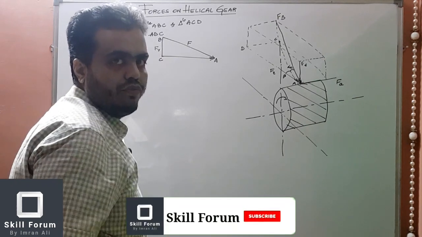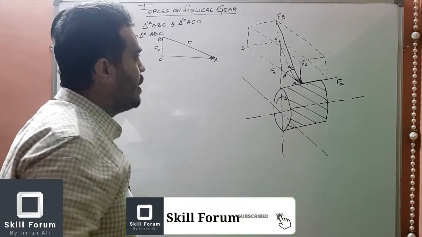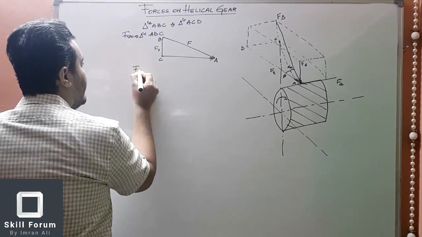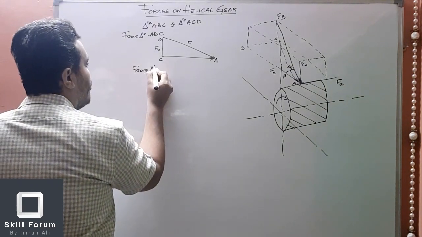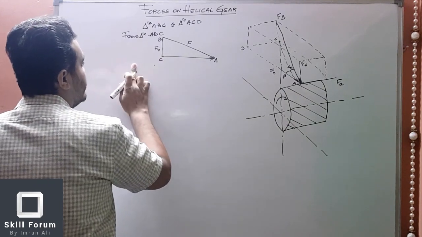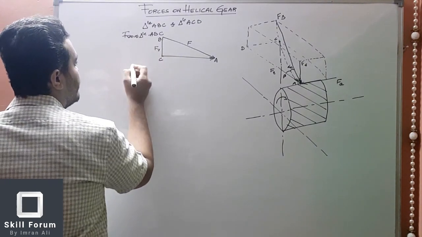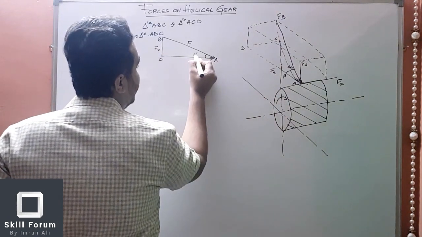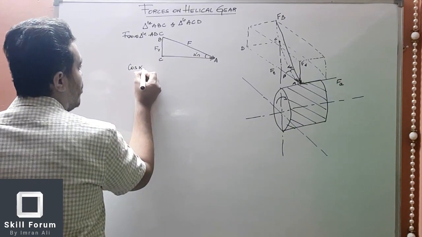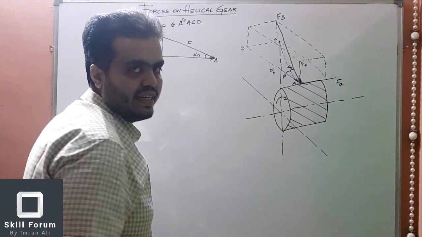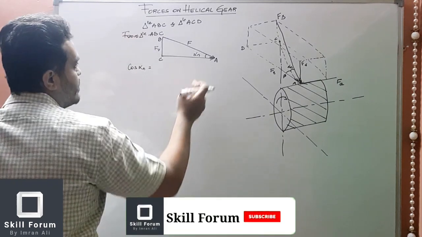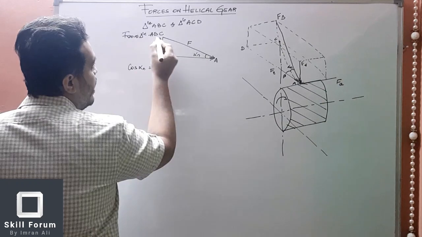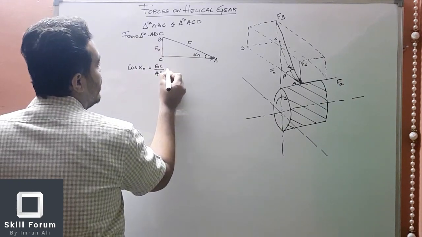Got it? If you find any doubts, comment in the comment box and I will solve your doubts. So here, from triangle ABC we get cos alpha n. What is cos theta? That is adjacent by hypotenuse, so that is BC by hypotenuse AB. What is BC here?